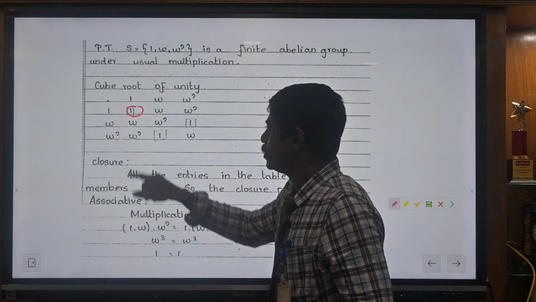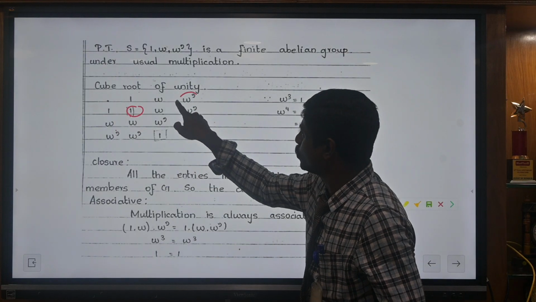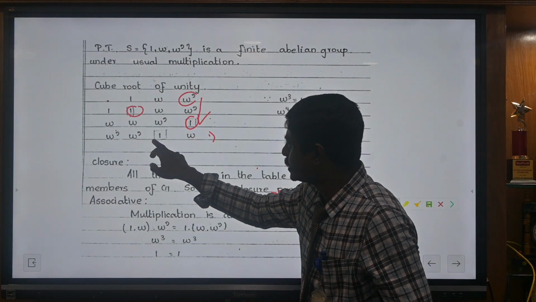Wherever 1, just look at 1, inverse 1. And here, omega, inverse omega. Just see the corresponding value. Omega, inverse omega. And next 1 here.